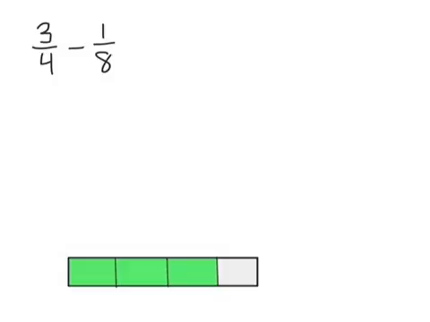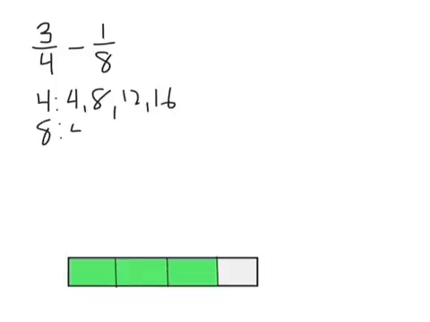3/4 minus 1/8. I've got 3/4 illustrated at the bottom, a shape divided into fourths with 3 parts shaded in. To subtract 1/8, I don't see 1/8 in my visual, so I can't simply use that. Instead I see I've got unlike denominators again, so I need to find a common denominator. First step, of course, is finding those multiples so that you know what your lowest common denominator is.